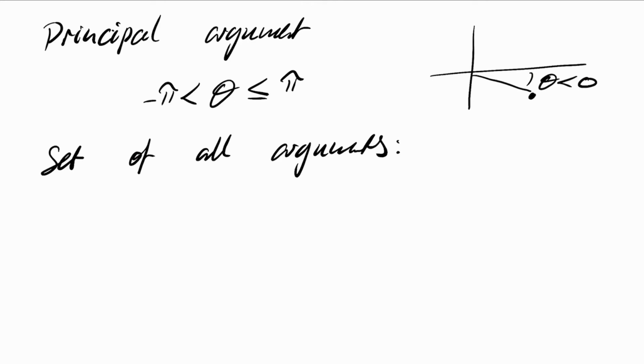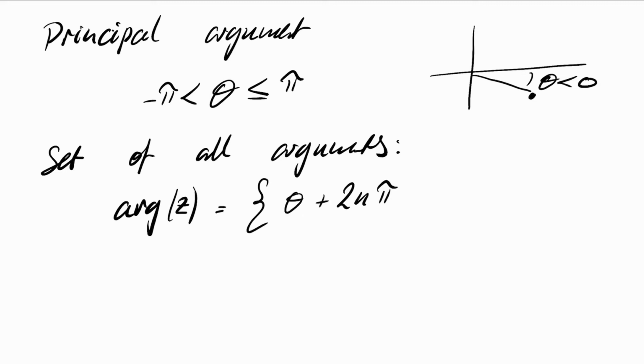The set of all arguments is written as arg z, and it's defined as a set, so we're going to use set notation. It's the set with the principal argument plus 2n pi, where n is in the set of integers, Z. So n is in Z, the set of all integers, and the set notation means that it's an infinite number of values. Let's do a few quick examples to see what sort of arguments we get.